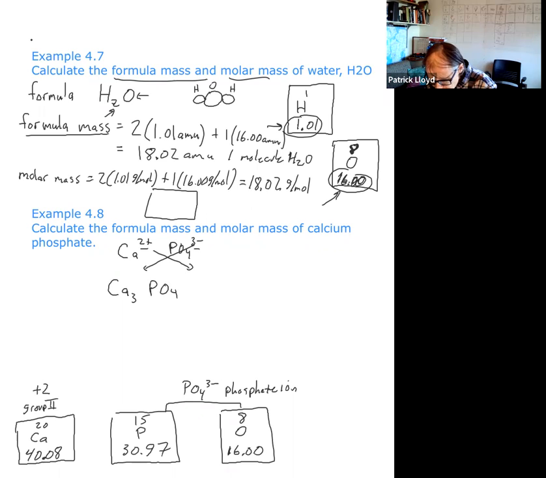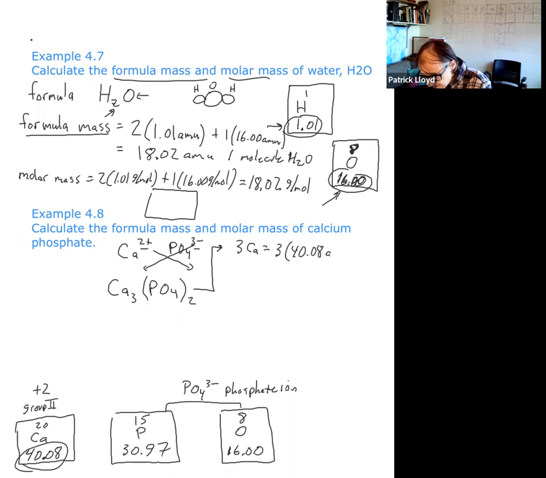But we also said that if it's a polyatomic ion and you have more than one of them, you have to use parentheses to indicate that there's more than one of them. So 3 calciums, 2 phosphates. Okay, so I'm going to add up all the atoms. If you look at it, you really have 3 calciums. So that's 3 times 40.08.